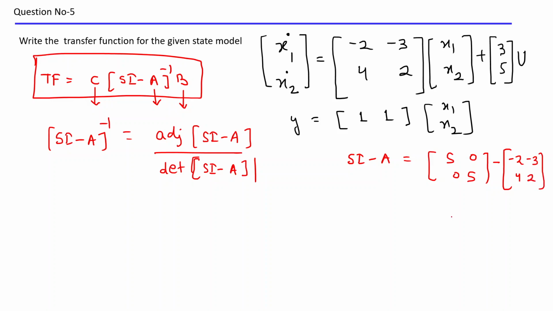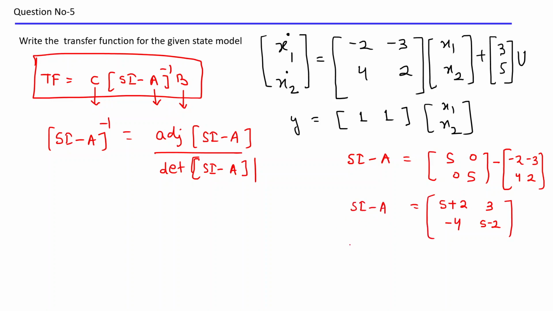Now you subtract these two. So this will be s plus 2, and this will be 0 minus minus 3, which is 3. Then 0 minus 4 will be minus 4, and s minus 2. This is your sI minus A.